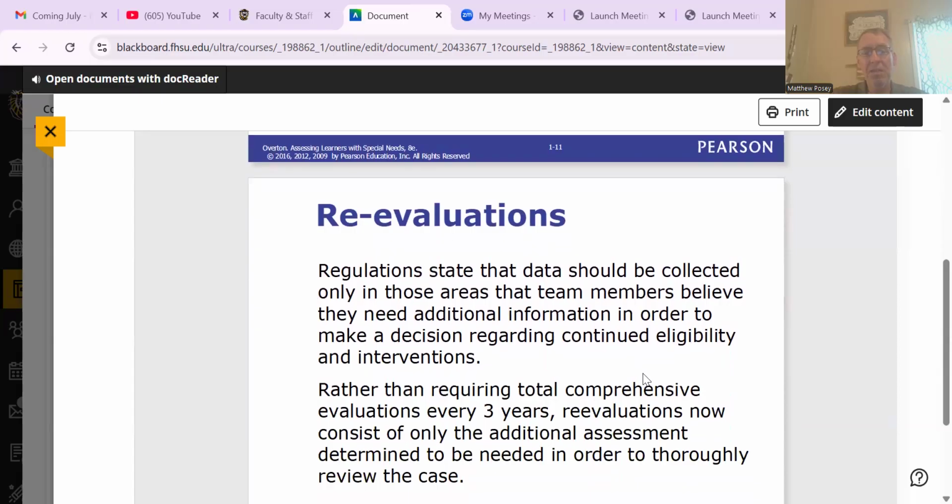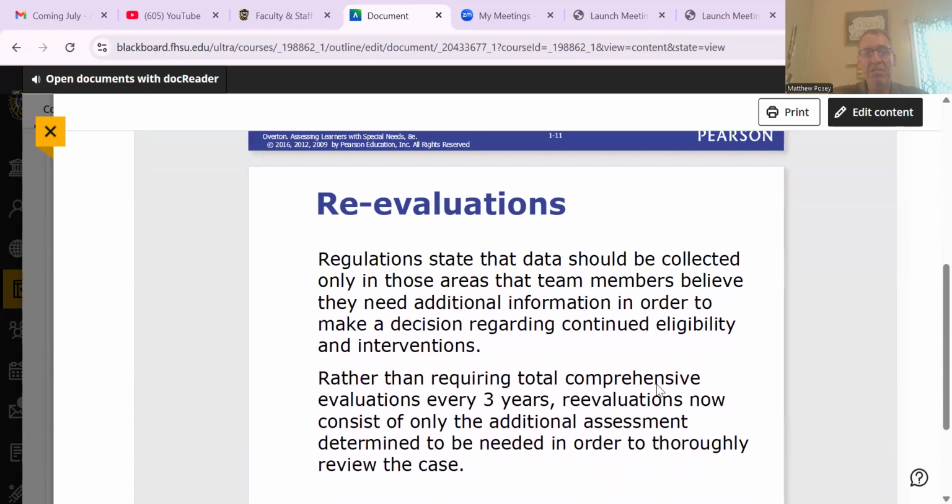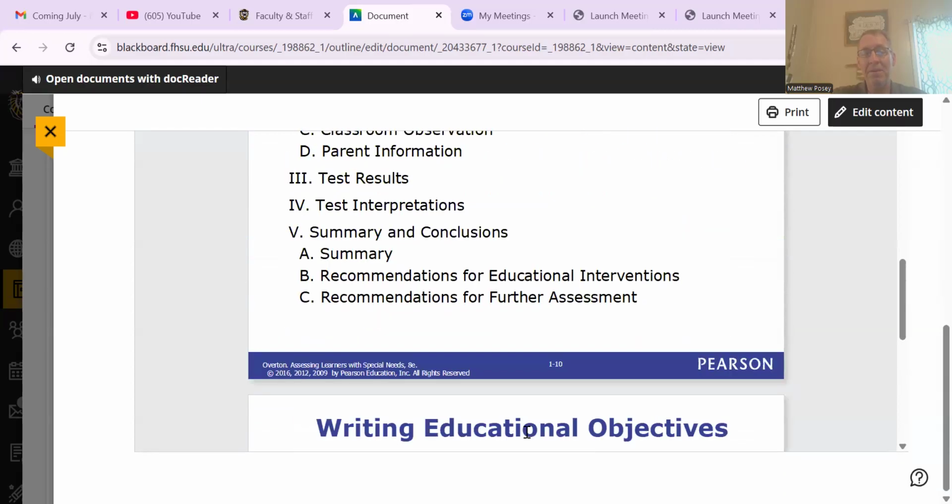Reeval occurs normally under 3 years. We can call that triennial or the 3-year reeval. So those are traditionally done every 3 years, and that's decided in the meeting. Sometimes when we have older students, the team may deem it to not be necessary to do that. So we look here on this slide, it talks about regulations that state that data should be collected only in the areas that team members believe need additional information in order to make decisions regarding continued eligibility and interventions. Okay, so something to definitely keep in mind there.